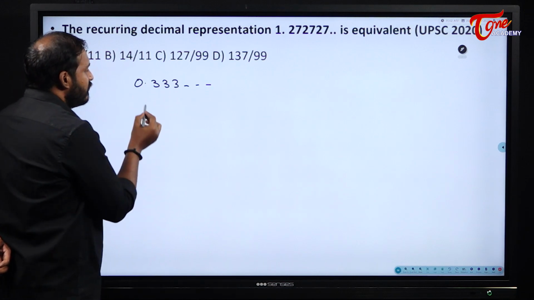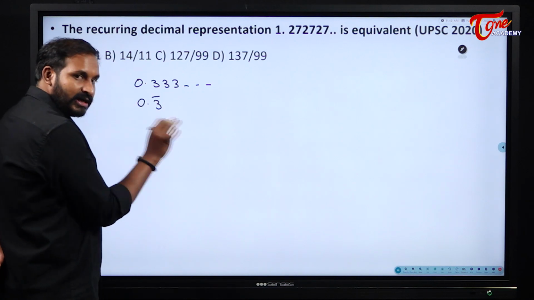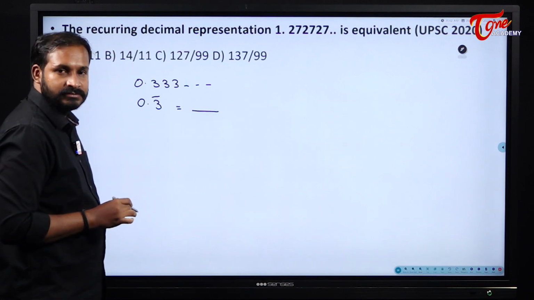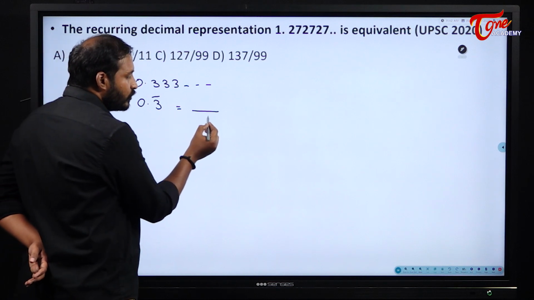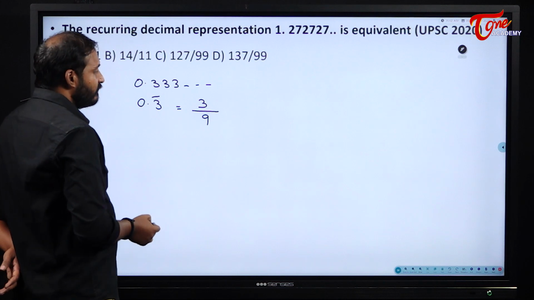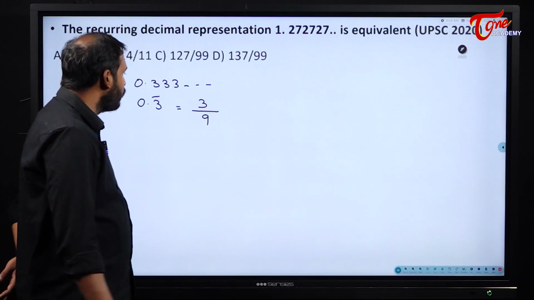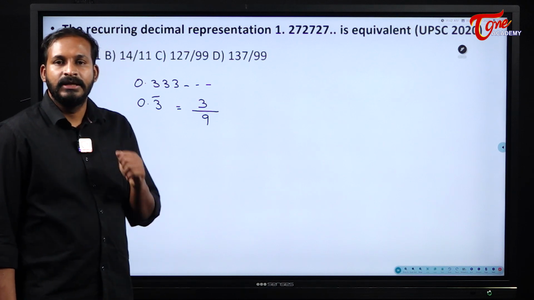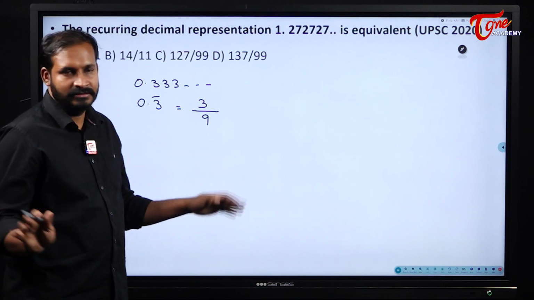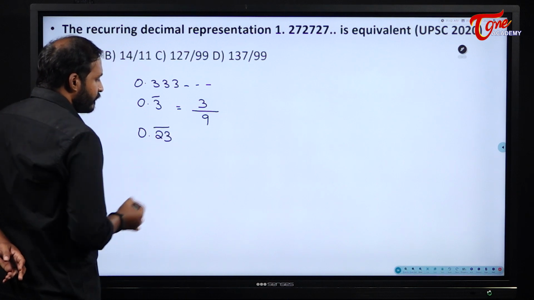See here, if you have 0.333333, you can write this as 0.3 bar. The simple shortcut method for this is: how many are repeating after the decimal? Only one value. So you write 9 in the denominator and write the recurring value at the top, 3. So 0.3 bar will become 3 by 9. If it is further cancelable, cancel it. If not, leave it.